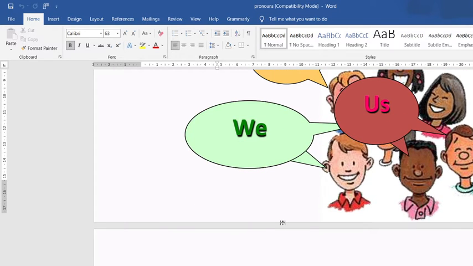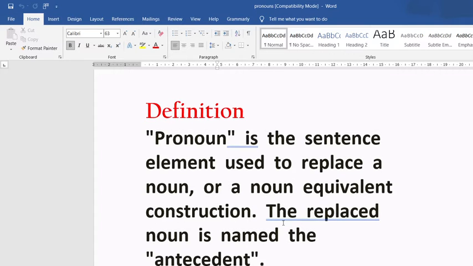So let's come to the definition. It is written that pronoun is the sentence element used to replace a noun or a noun equivalent construction. The replaced noun is named the antecedent. So here the idea is that it replaces a noun or the part of the sentence which is being used as a noun, and it works the job that should have been performed by a noun.